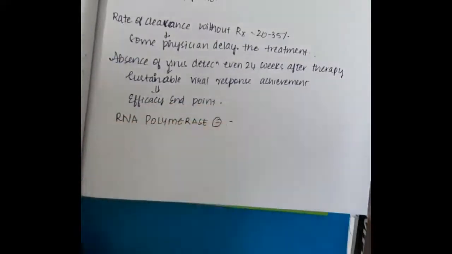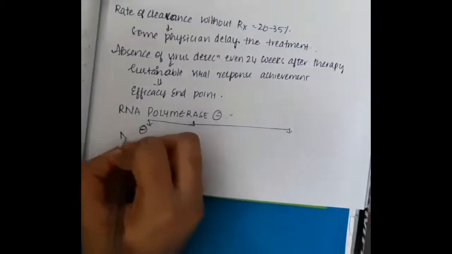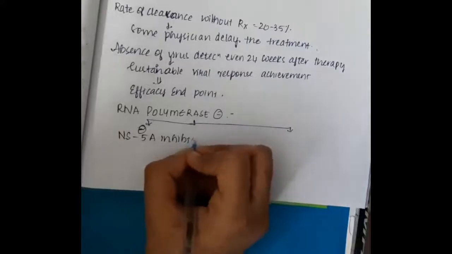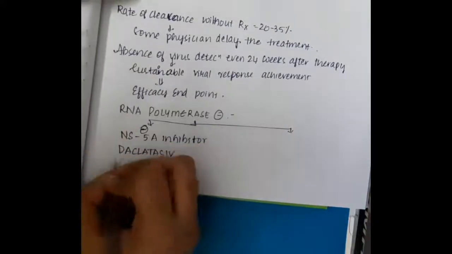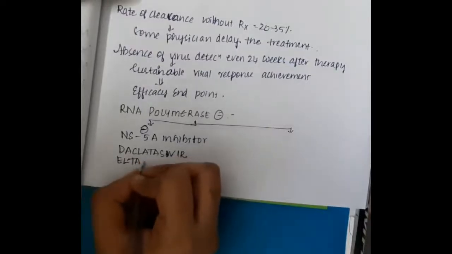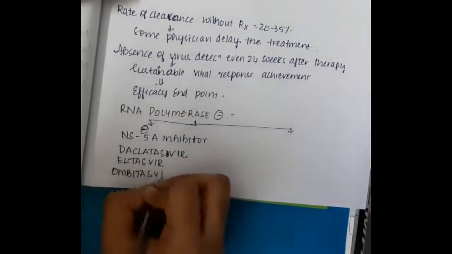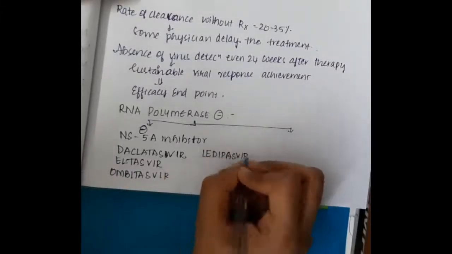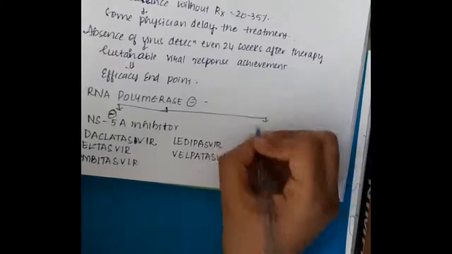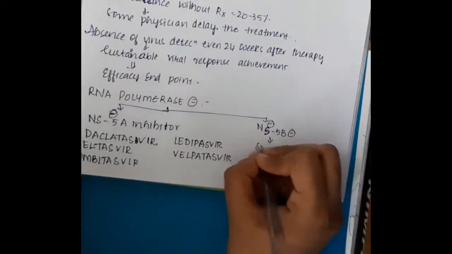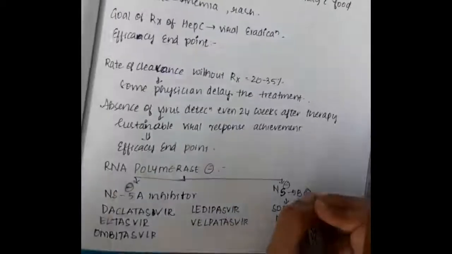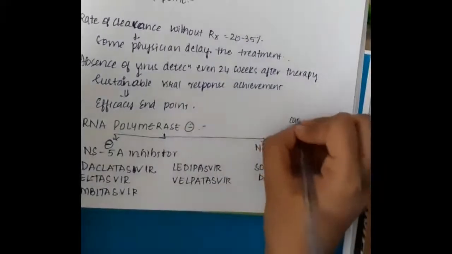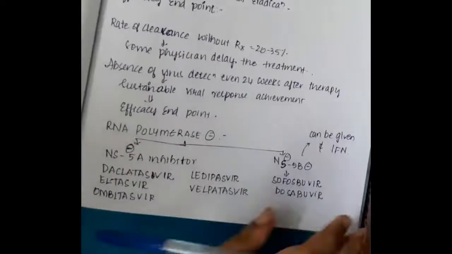Then we have RNA polymerase inhibitors, which are of two types. Those which inhibit NS5A include daclatasvir, elbasvir and ombitasvir. We also have ledipasvir and velpatasvir. Then RNA polymerase inhibitors also include those drugs which inhibit NS5B. These NS5B inhibitors include sofosbuvir and dasabuvir. These can be given without interferons.